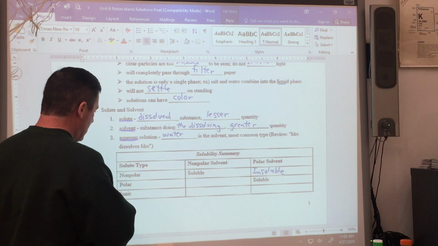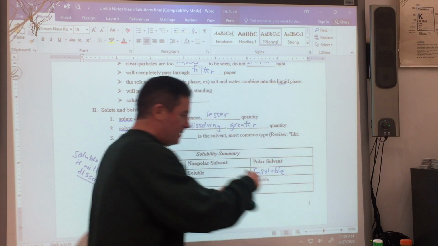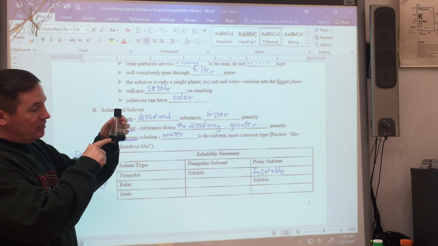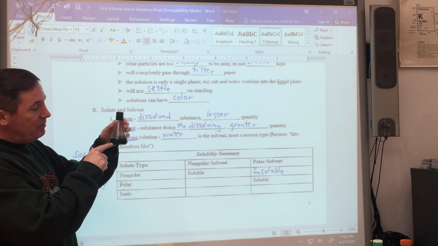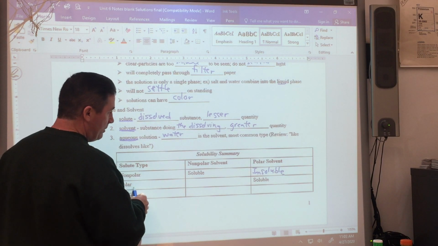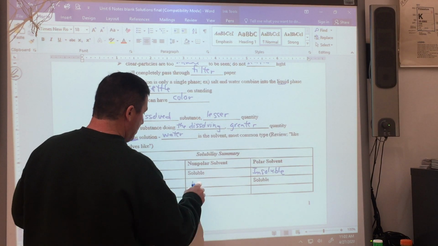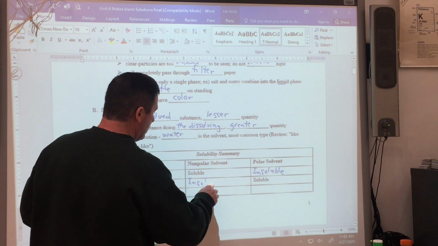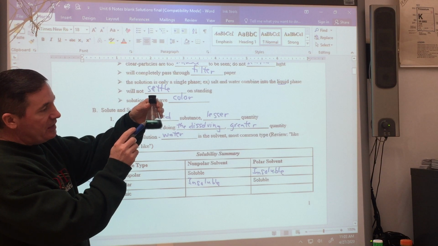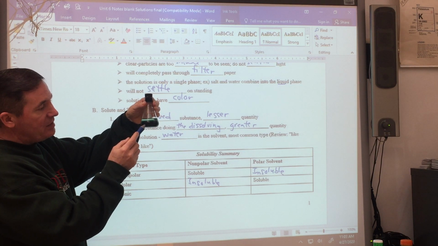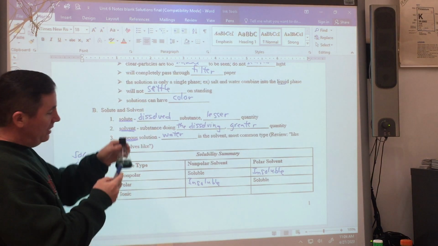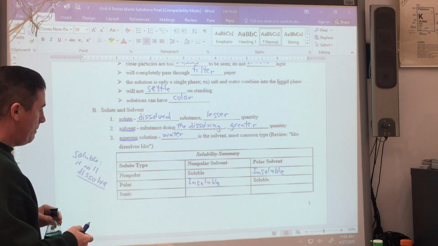If I have a polar solute, back to this, since the food coloring will actually change and mix with the water, that means the food coloring is soluble. But if I have a polar substance with a nonpolar substance, it's not going to dissolve. So if I've got lighter fluid, which is insoluble, it won't mix with the polar water because like dissolves like, and in this case, they're two unlike.